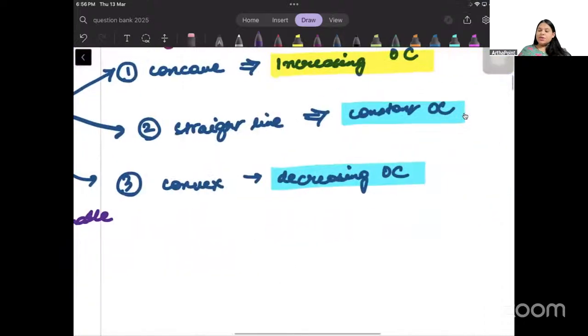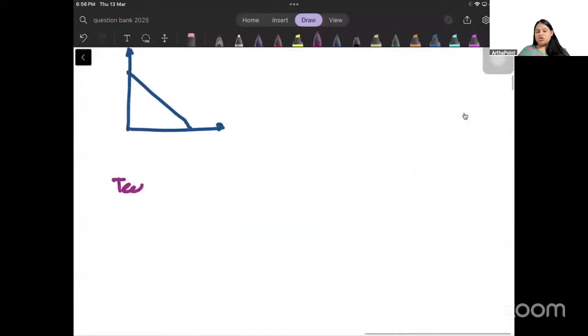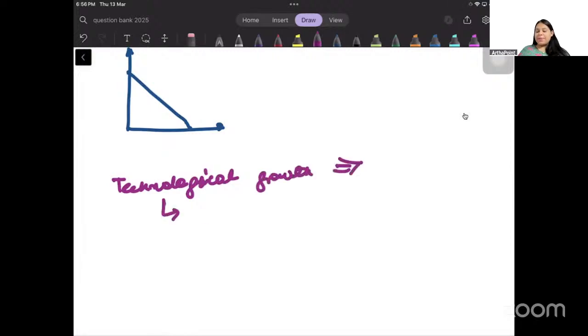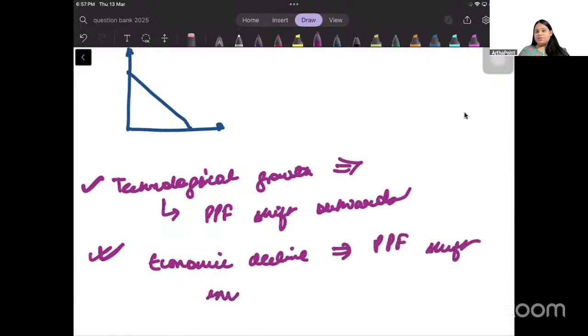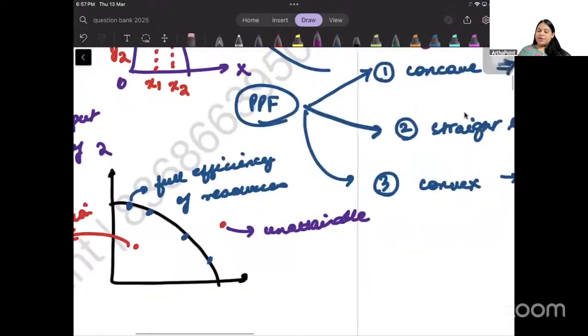Another thing, suppose they ask you that there is technological growth, so what will happen? Your PPF will shift outwards. Similarly, if there is any economic decline, then the PPF will shift inwards. PPF will shift inwards. Yes, beta. On the curve, on PPF, it means efficient production.